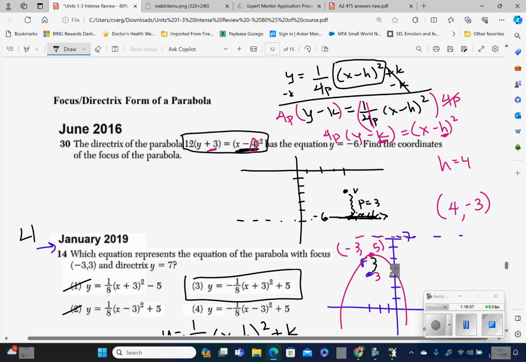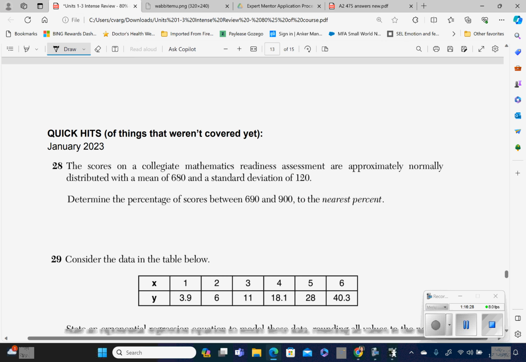Okay. So to get my focus, which is what I'm looking for, I have to go 3 this way, right? This coordinate here is 4 comma negative 3. So if I add 3 to that y, if I go up 3, this point right here is 4 comma 0. So my focus is 4 comma 0. Okay. Not too bad.